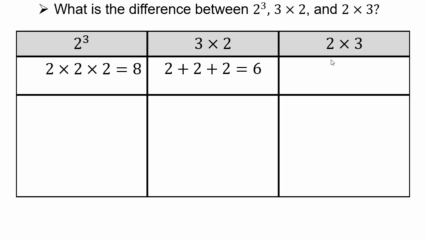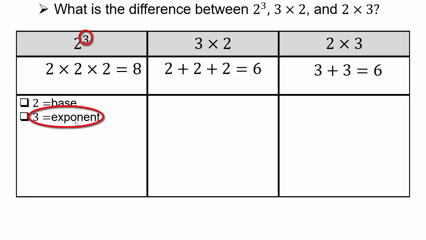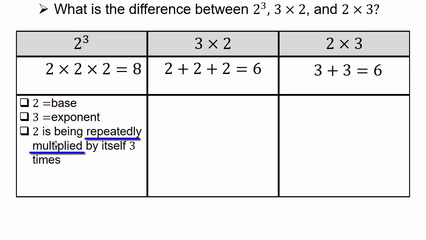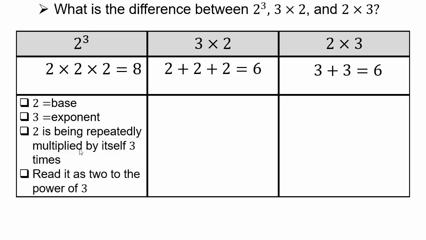Now let's take a look at 2 times 3. That would be 2 copies of 3. So that would be 3 plus 3, which is also 6. So what are the differences and similarities between each of these things? Let's take a look. In 2 to the third, 2 is the base. 3 is called the exponent. This is just a review of some basic terminology. And 2 is being repeatedly multiplied by itself 3 times. You will read that as 2 to the power 3 or 2 to the third.